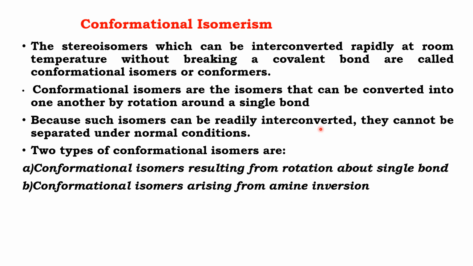And there are two types of conformational isomerism. One is conformational isomerism resulting from the rotation about a single bond, and another type is conformational isomerism arising from amine inversion. We have to think about only the conformational isomerism, or conformations, resulting from the rotation of the carbon-carbon single bond.